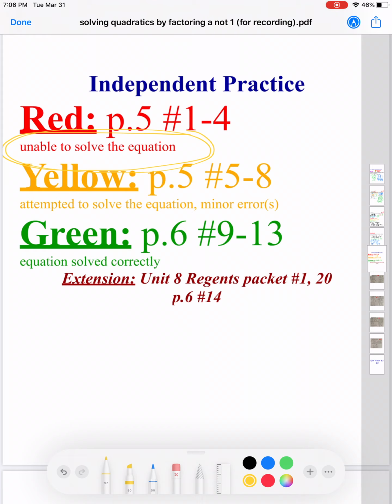If you tried to solve the problem but you got stuck halfway through, I'd like you to start with the yellow problem, starting with number 5. And if you had all of those steps and you feel like you're really mastering this, I want you to start with the green problems on page 6.